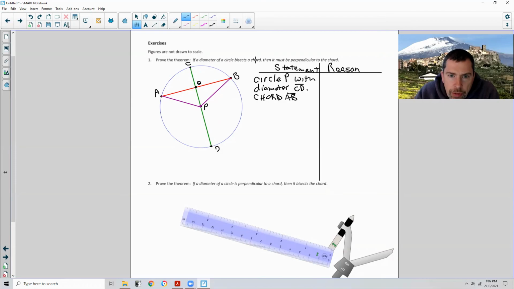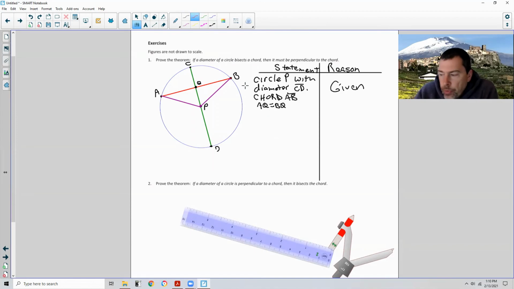So it says if a diameter of a circle bisects a chord, then it must be perpendicular to the chord. So an if statement is a given. So we have the diameter of a circle bisecting a chord. So that means AQ is equal to BQ. Okay. I guess I don't need those lines over top, do I? Okay. So the length of AQ equals the length of BQ. Those were all given. So I'll do given in black and then I'll switch to red.